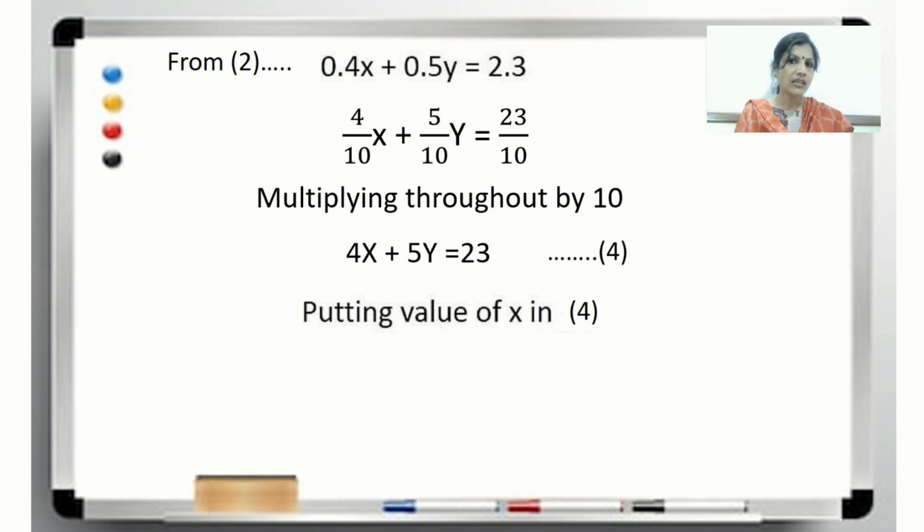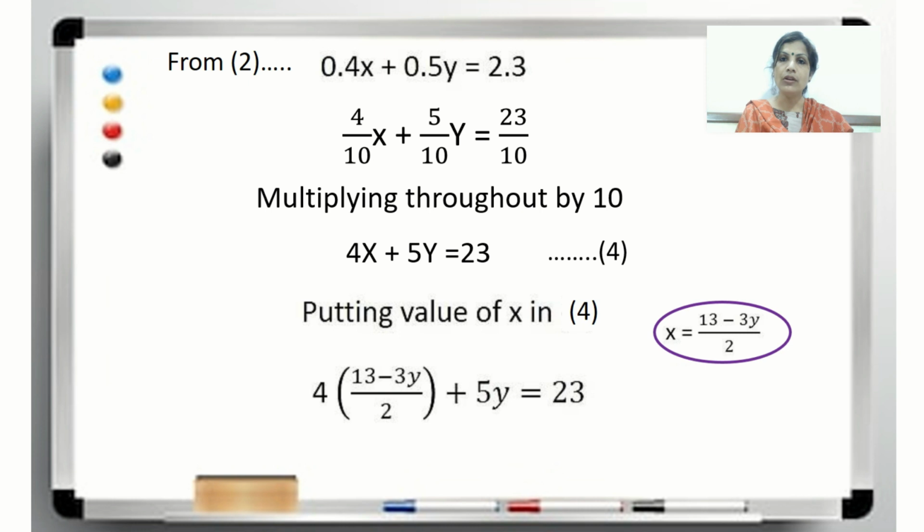Now, in the previous slide, we have already found the value of x. That value of x we will substitute in equation 4. What is that value? That value is x is equal to 13 minus 3y upon 2. This value of x we will substitute in equation number 4. So we get 4 in the bracket, the value of x, 13 minus 3y upon 2, plus 5y is equal to 23.